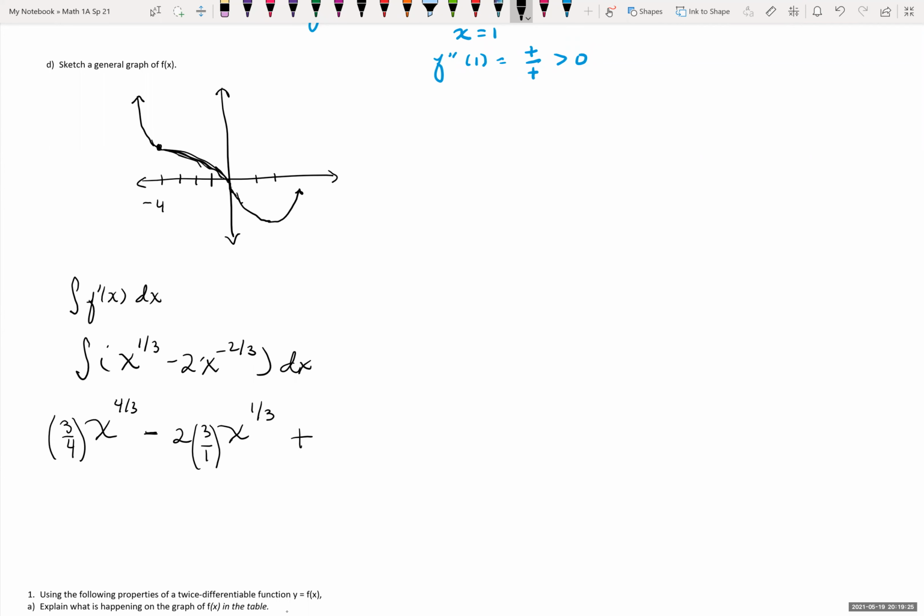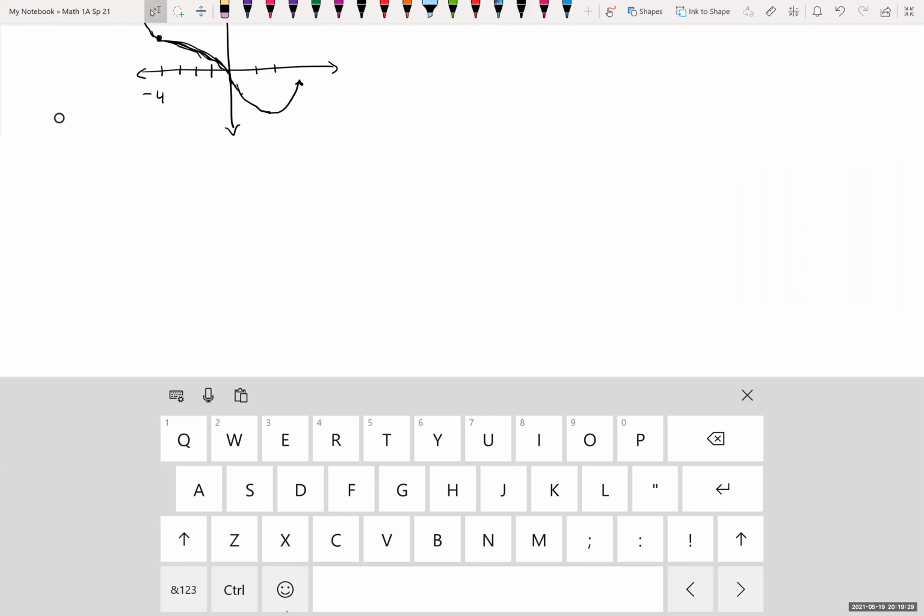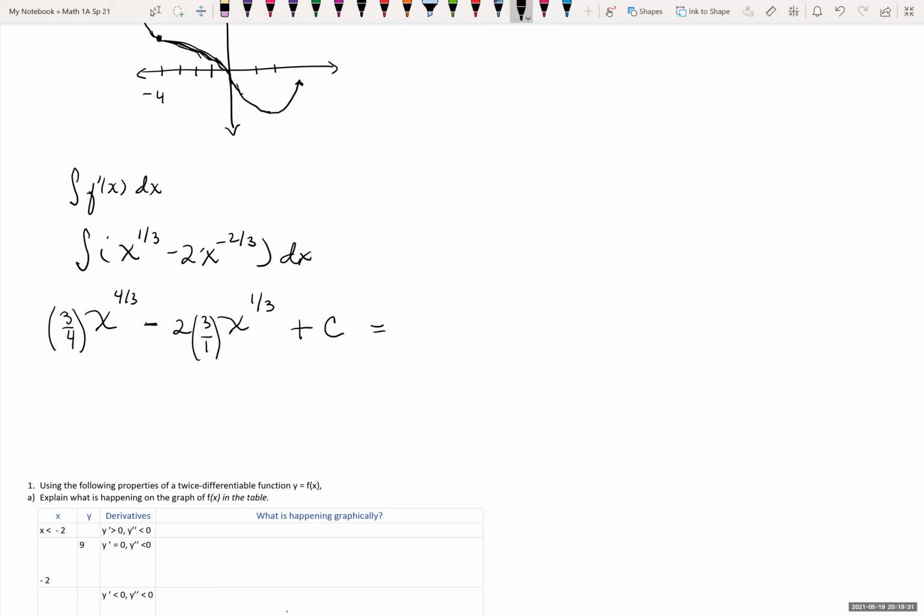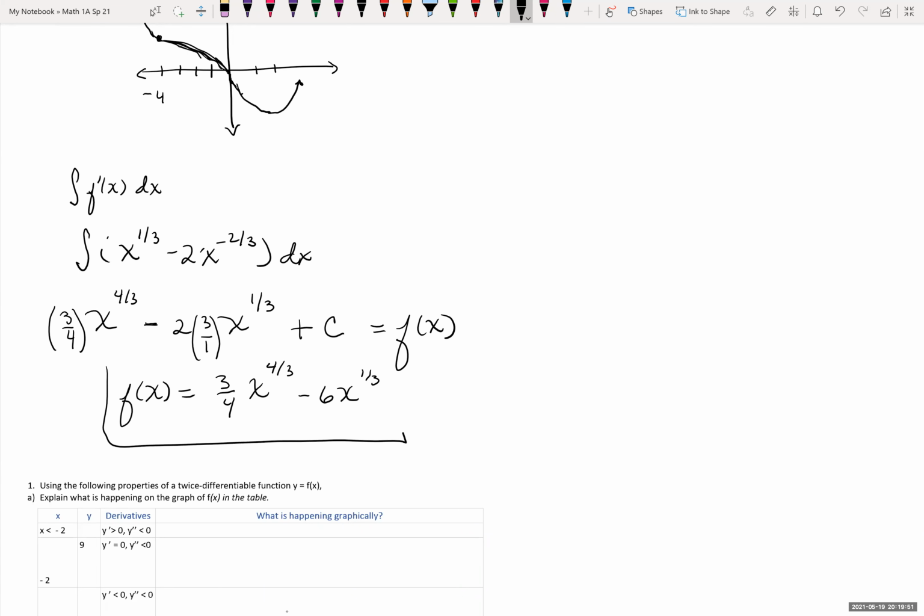We could have any constant in here, and that would satisfy our equation. I was okay if you didn't put the constant in there, because that was a possible equation when our constant is 0. So we have 3/4 x to the 4/3 minus 6 x to the 1/3. And you could have added any constant in there and you would have gotten the correct answer too.